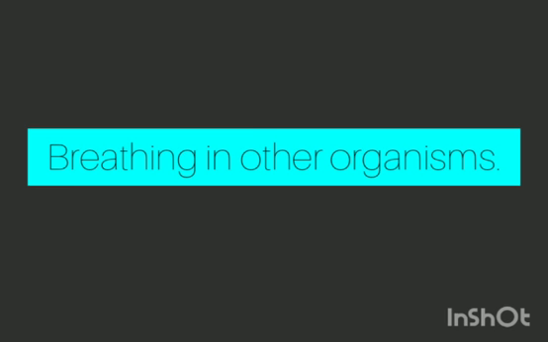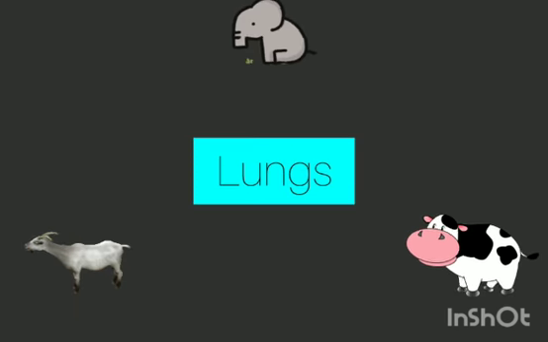Next, breathing in other animals. We know that animals such as elephants, lions, cows, goats, frogs, lizards, snakes and birds all have lungs in their chest cavities like human beings.